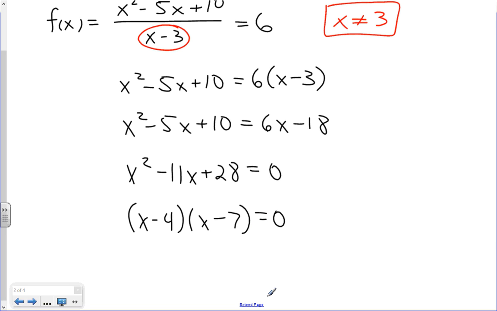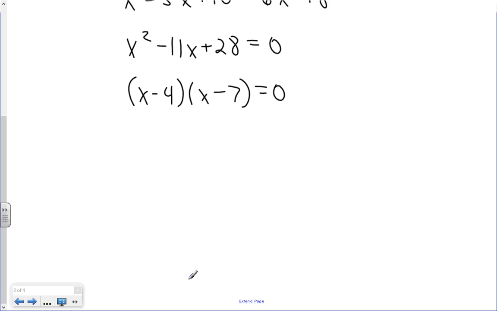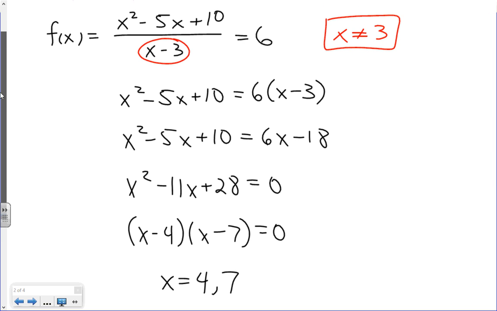And again, once I have these two factors set equal to 0, I just set each of those equal to 0 and solve. So x is equal to 4 and 7. And again, think about your domain that we started off with. x could not equal 3, and that's not one of our solutions that we came up with. So those are our two solutions to this equation here, 4 and 7.